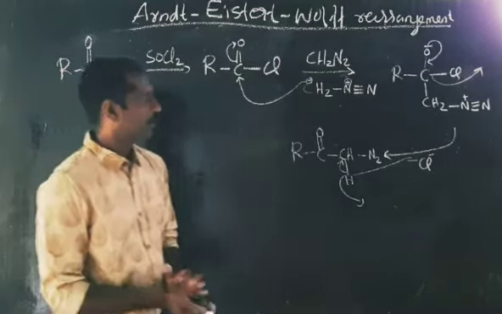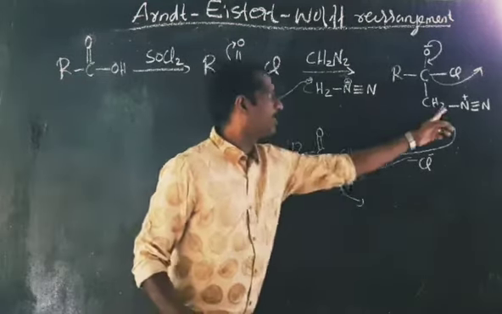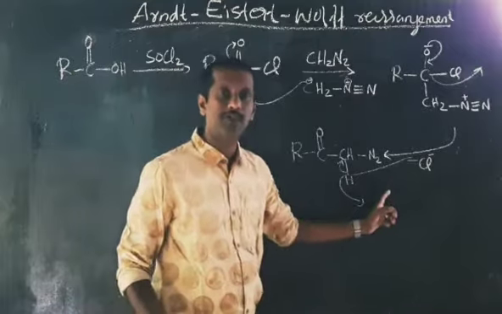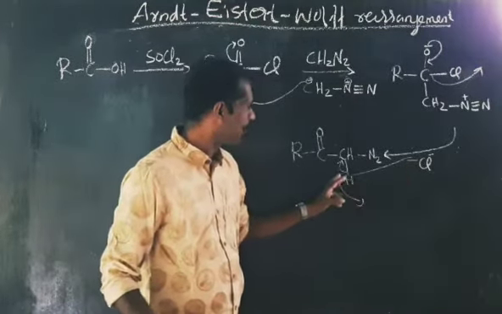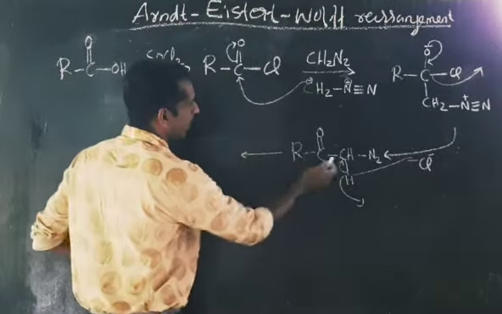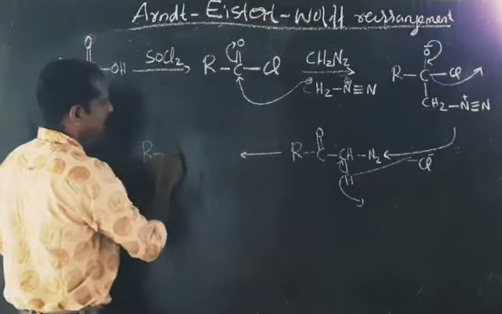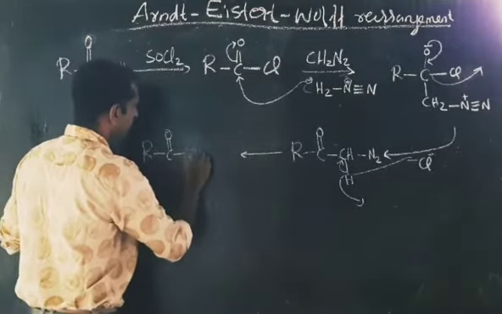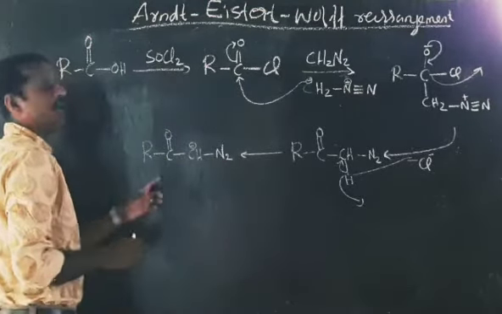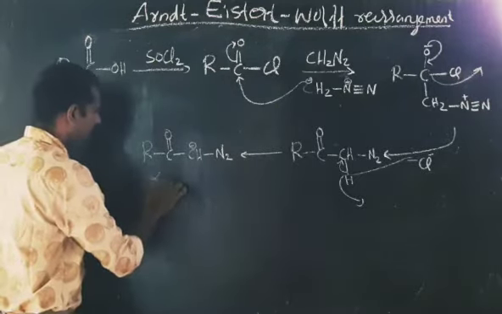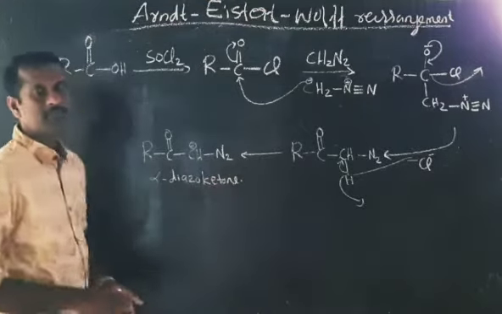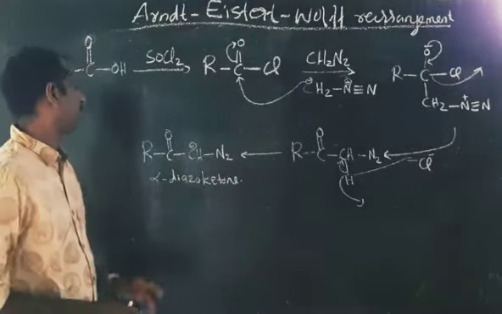Clear? Once again, this CH2 can be written as CHH. And you know that due to the presence of CO group, this hydrogen is acidic in nature. Therefore, the leaving group Cl minus will immediately remove a proton from this carbon, and you get the structure like this: R, C, double bond O, CH with a negative charge, and N2. This is alpha diazo ketone.